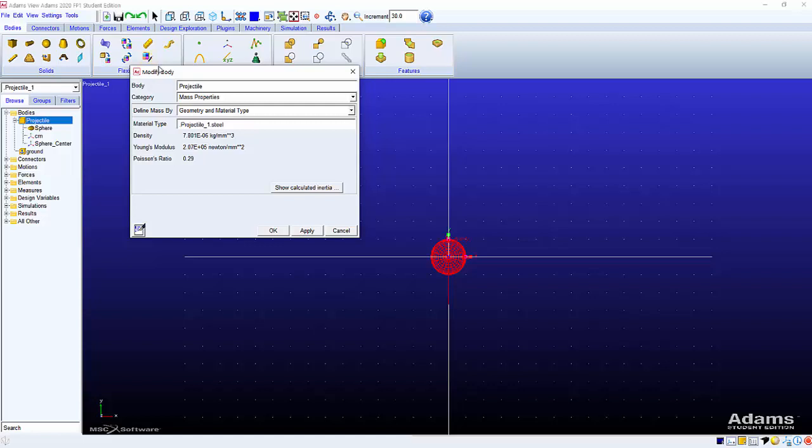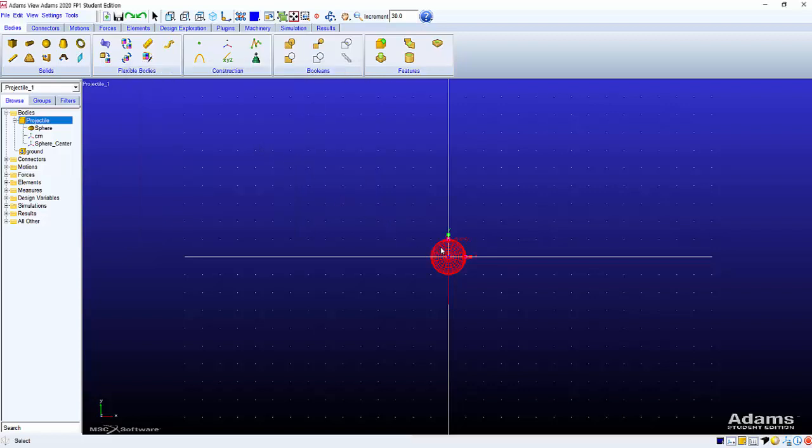So what do you see here? You see the body with the name, and then we have categories, which says mass properties. These categories are what we are going to deal with right now. Now I'm going to show you another way of opening this window. So I'm going to close this window.